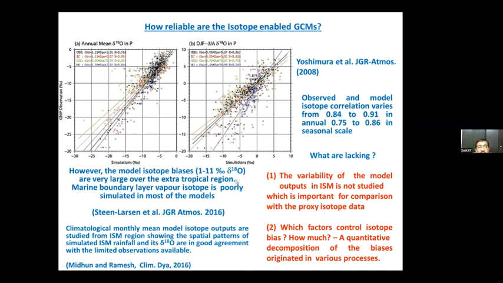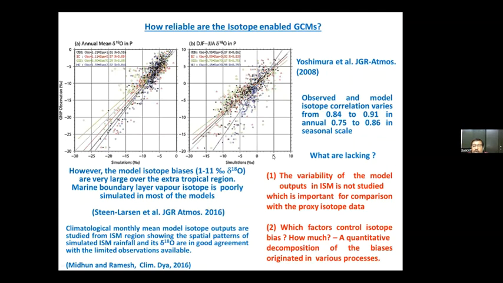The second lacuna of these models is that the marine boundary layer vapor isotope is very poorly simulated. In the Indian summer monsoon, although I told you that it is a very important monsoonal phenomenon, very few studies have been done till date which compared the observed and model isotope values. Only one study has been presented so far. They showed a good correlation between climatological monthly means, I mean the long-term monthly values show a reasonably good correlation with the observations.